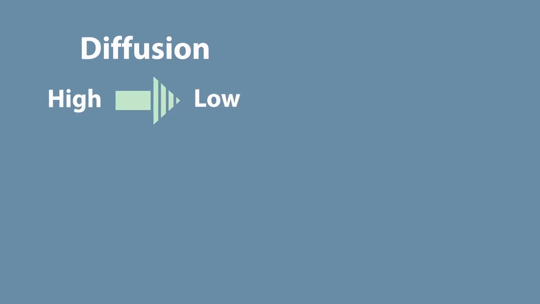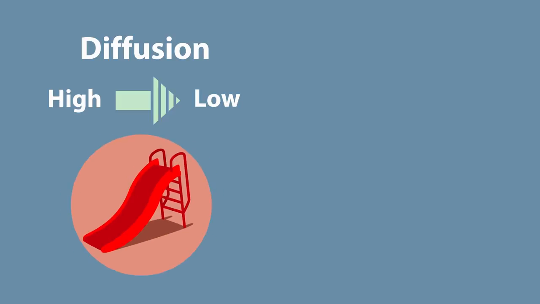Just remember that for diffusion, the substance moves down the concentration gradient from a high concentration to a low concentration. Just think of a slide. You don't need any energy to go from high to low.